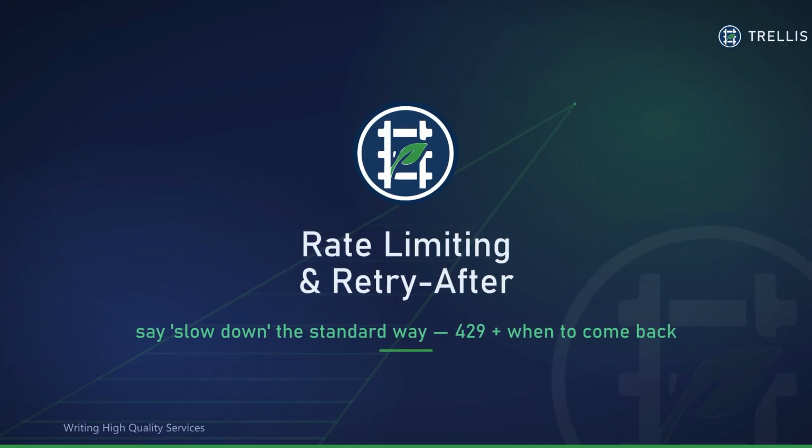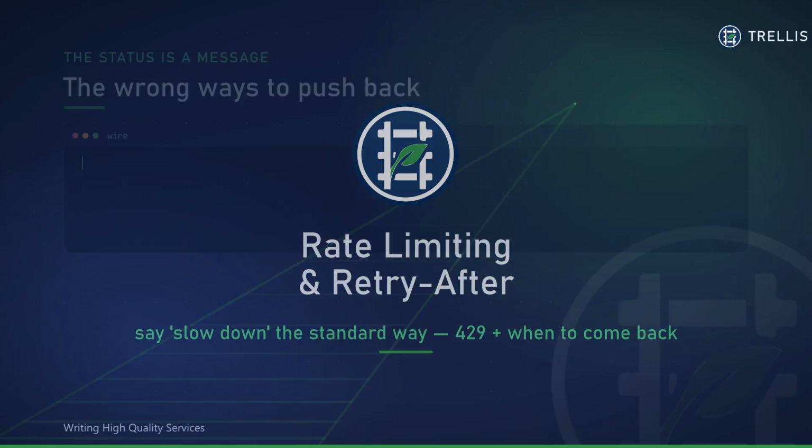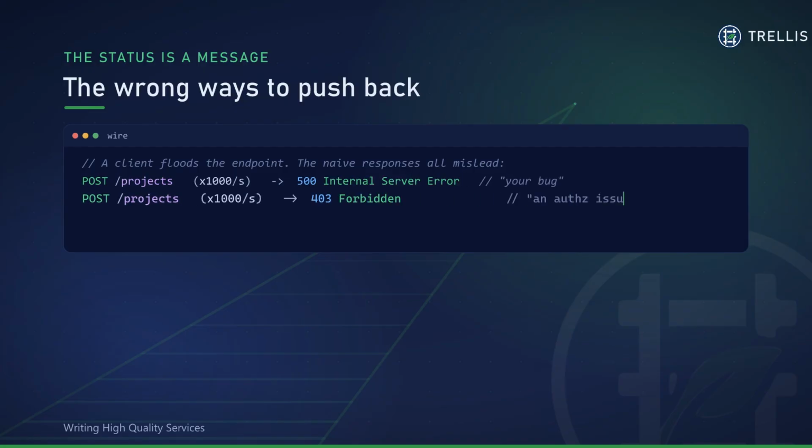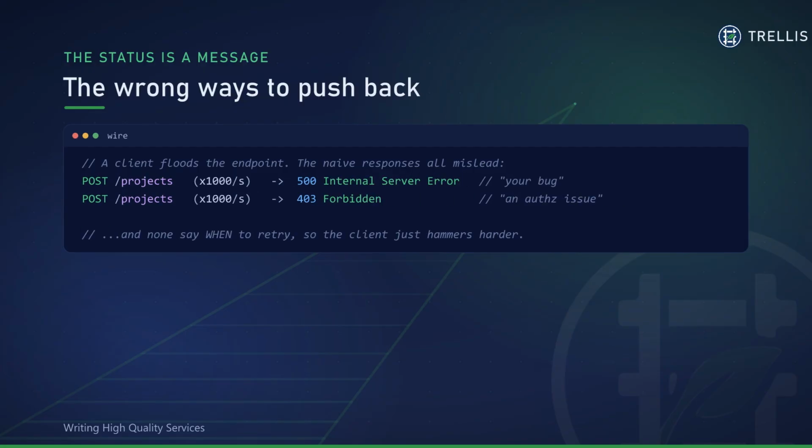back. Trellis won't count the requests for you. That's your limiter's job, but it makes the 429 correct, automatically, from one typed error. Here's what not to do. A client floods the endpoint, and you reach for the wrong status.